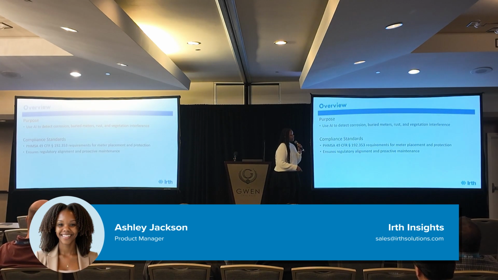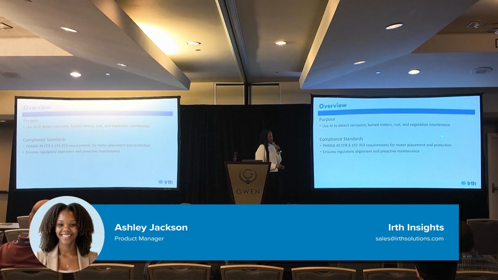Now on to meter inspections. Again, all of these are AI models, still using photo AI. This one is used to detect corrosion, buried meters, rust, and vegetation interference. This is where we're really sticking with being compliant with those PHMSA regulations regarding meter placement and protection, as well as ensuring regulatory alignment and proactive maintenance.